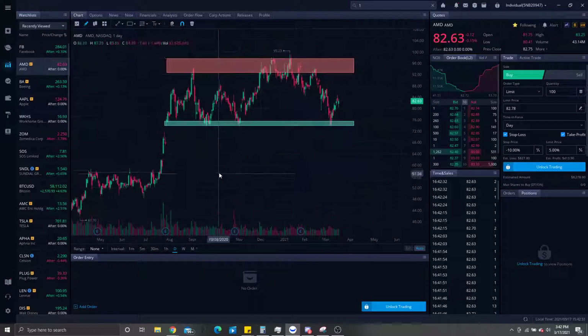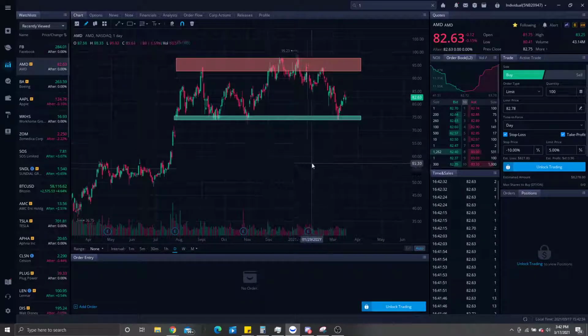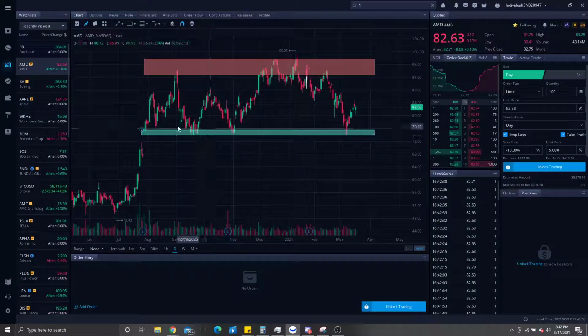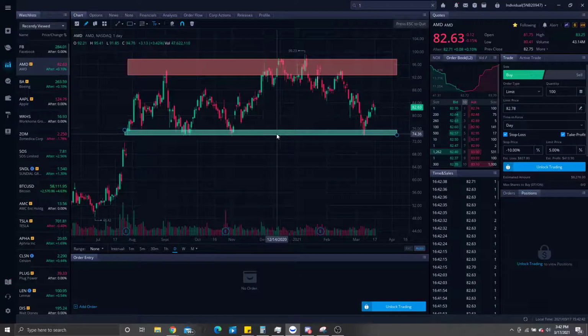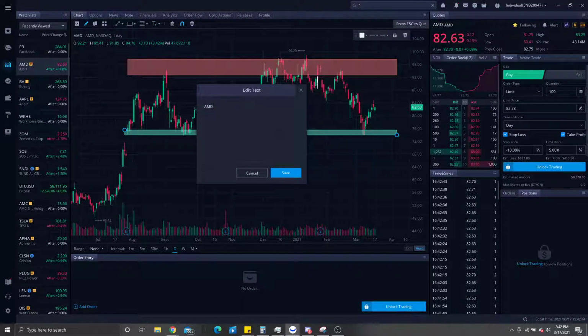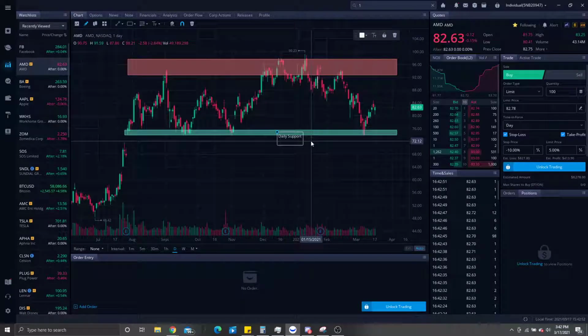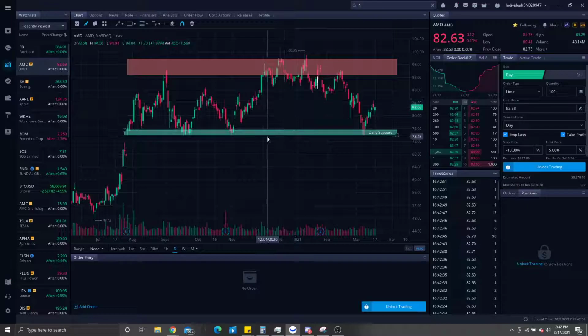Once again though, if you're trading on the shorter time frames, you still want to mark these zones. What I like to do is take a little text tool and write in there daily support. So now if I run into that on my 5-minute chart, I know that is a very important level that I need to be looking at.